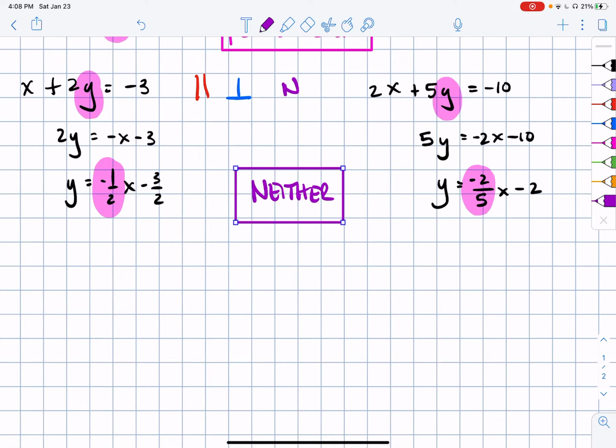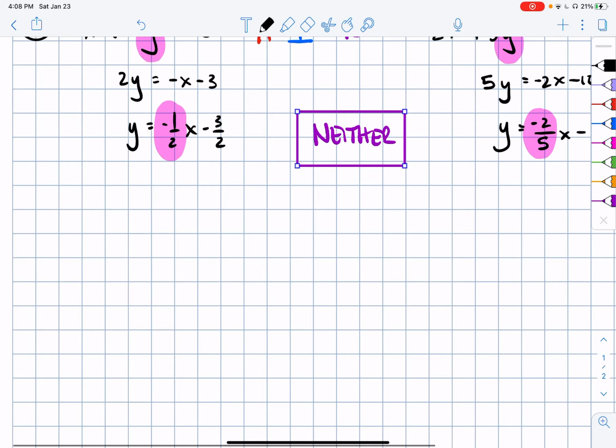So parallel means the same. Perpendicular is flip and negated. And neither means neither one of those things happen. All right, so 5.